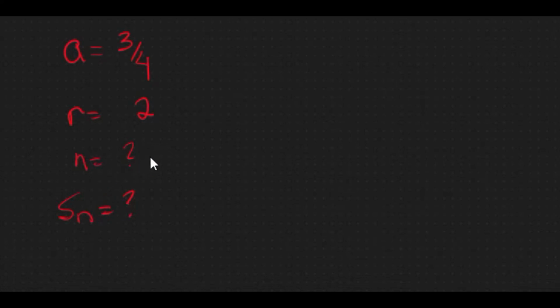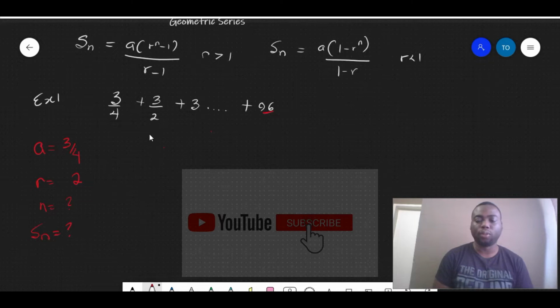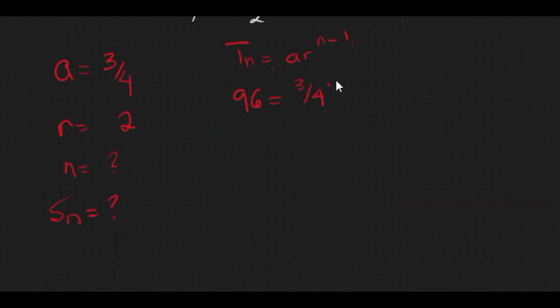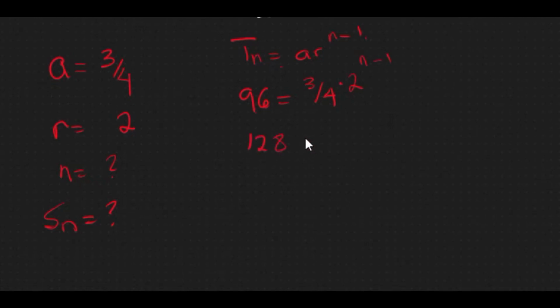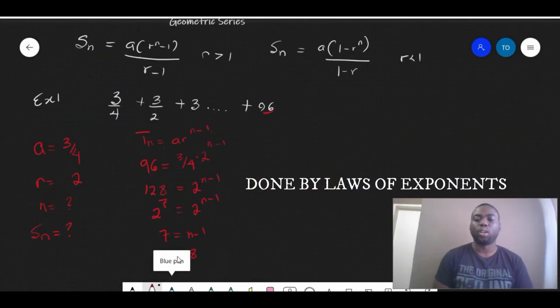And the only way we can figure that out is by focusing on this 96, right? We get the number of terms, that is, the position in which 96 is in. We do that by using our Tn, because as I said, this is still a sequence. So you're going to use the formula Tn is equal to a r to the power n minus 1. So now we see our answer is 8.